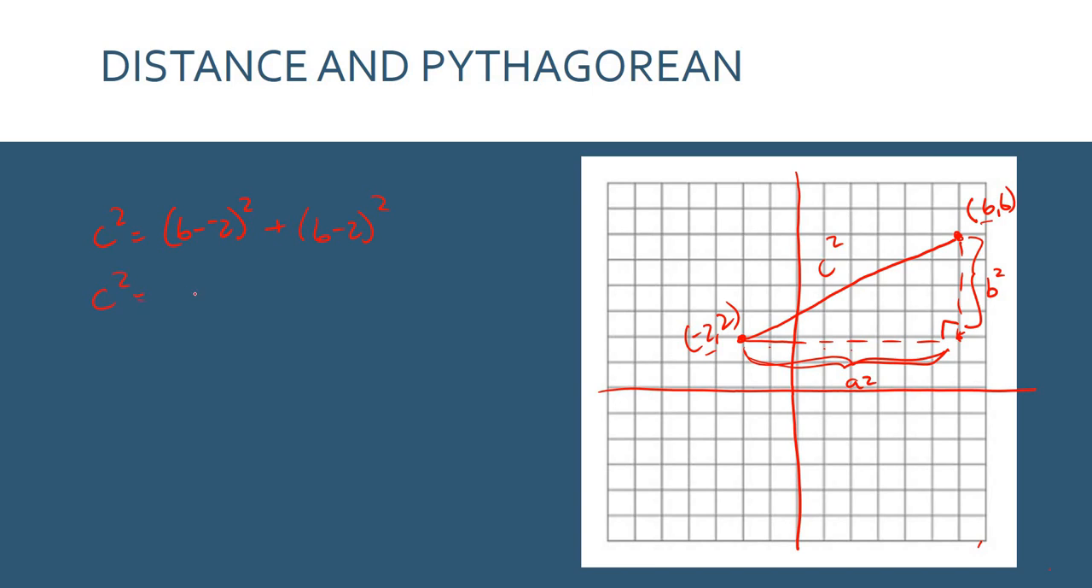So c squared equals 8 squared plus 4 squared. And to find c, I have to take the square root of that. So this is really just back to my distance formula. That's exactly how I found it.